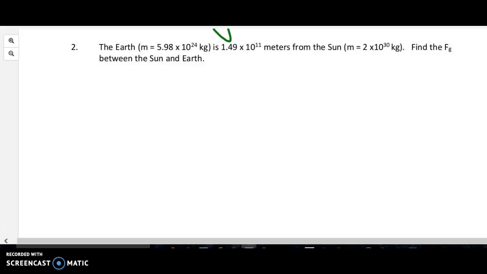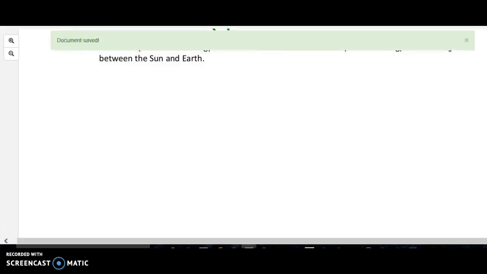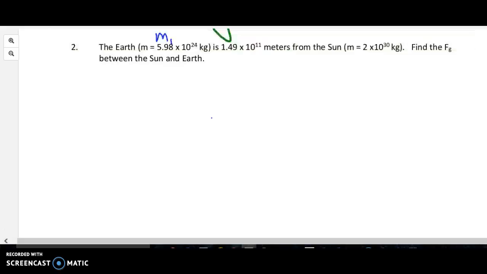All right, so what I'm going to do is open up a pen and pick a color. In this case, I like blue, and I'm going to pick out what the givens are inside the problem. The first given is Earth. I'm going to make Earth mass 1. It doesn't really matter which one is mass 1 or mass 2. So Earth is going to be mass 1, the Sun is going to be mass 2, and the distance between them is right here, 1.49 times 10 to the 11 meters.